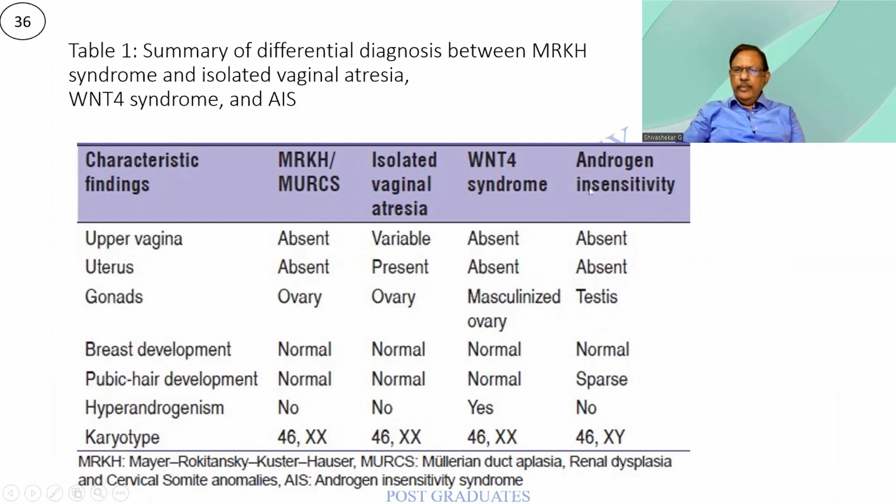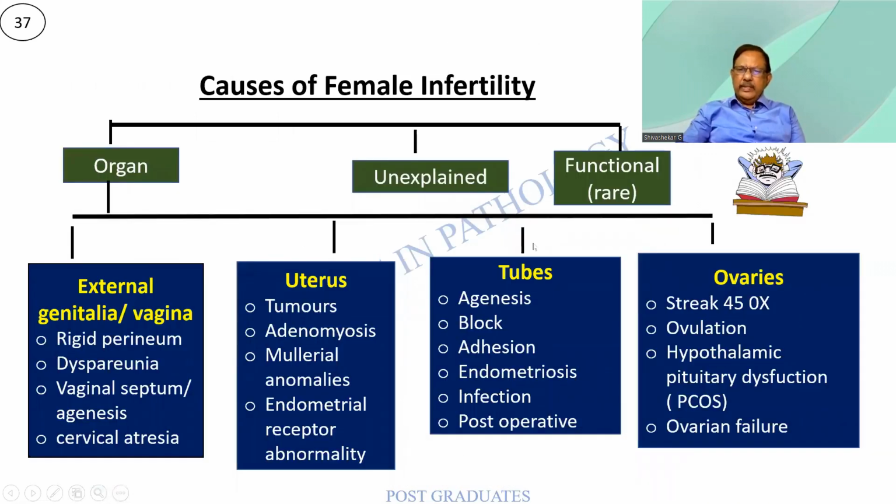Swyer syndrome and androgen insensitivity, these things you people can just mention if probable. This is an important cycle. You find that the flow diagram is mentioned. It can be related to the organ. It can be unexplained, or it can be functional and rare.